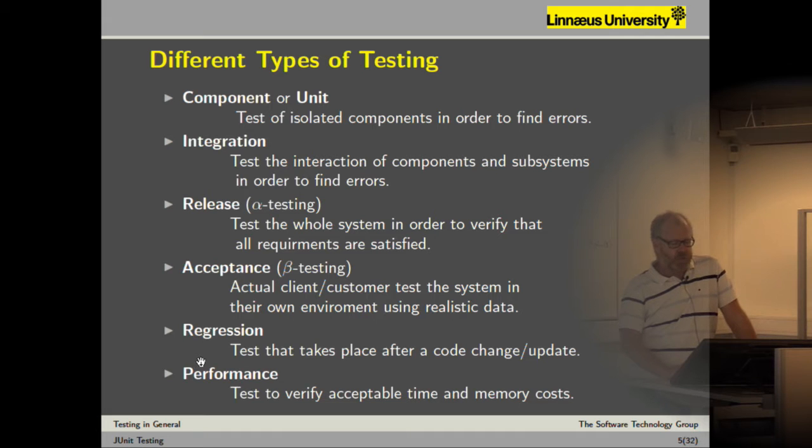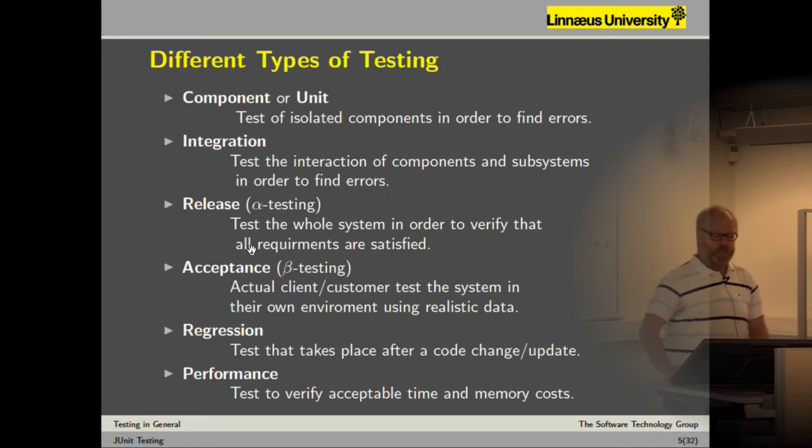Then we have something called regression testing. We are adding a new feature to our system, then we must test all parts of it or certain parts of it to make sure that this new feature doesn't ruin any other properties. And performance testing to verify that it's stable, that it is not too slow and not too memory consuming. So different phases in the software development process require different types of testing.